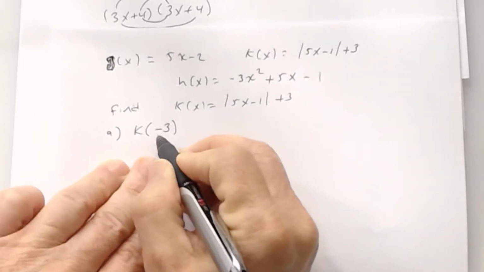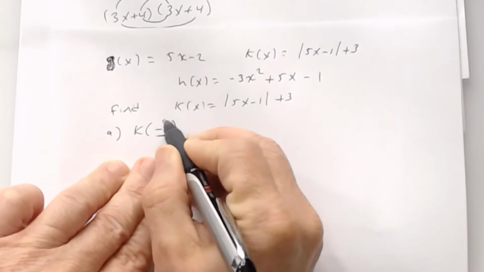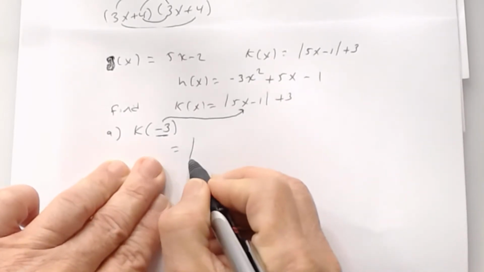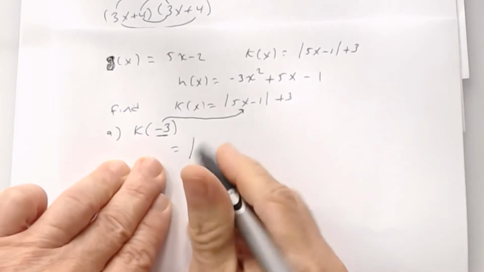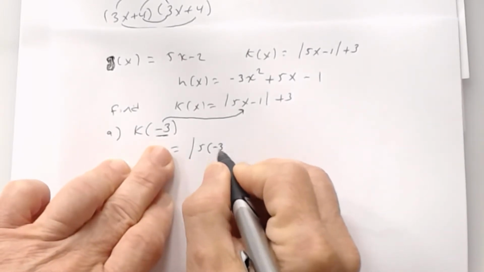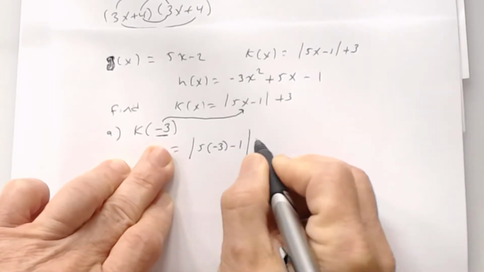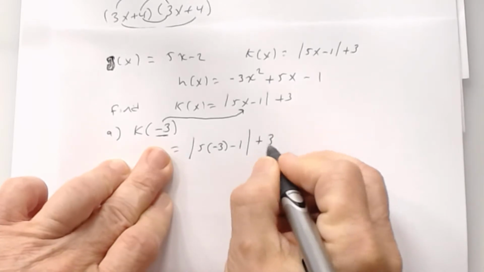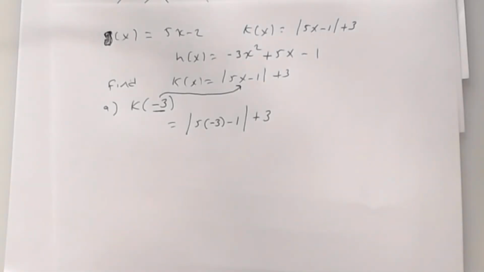All right, so in place of x, I'm going to substitute negative 3, right? Okay, so I get the absolute value, you got to draw it, of 5 times x. What does x become? Minus 1. Whatever that absolute value is, I'm going to add what? 3. All right. Now, using order of operations, how do you deal with that expression?